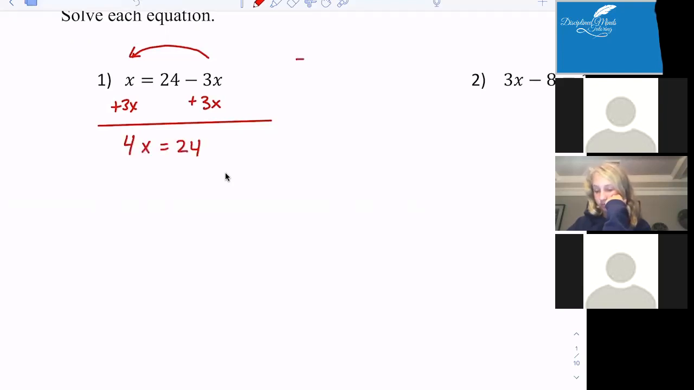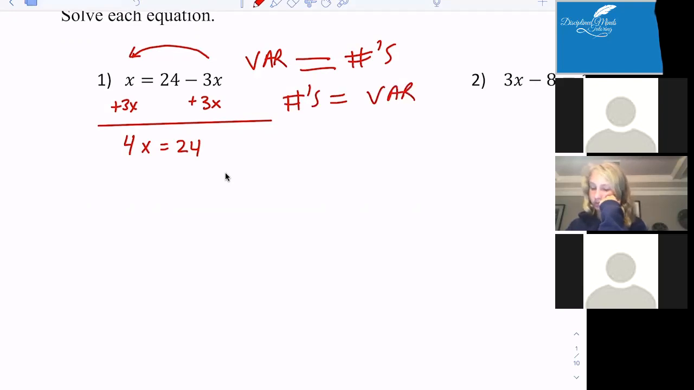Now remember, the goal is to always have the variables on one side and the numbers on one side. It doesn't matter if you put the numbers on the left and the variables on the right, or the variables on the left and the numbers on the right. Makes no difference, but that is your goal. Right now, the easiest way is to move this negative 3x to the other side. When you move something, you change the sign.